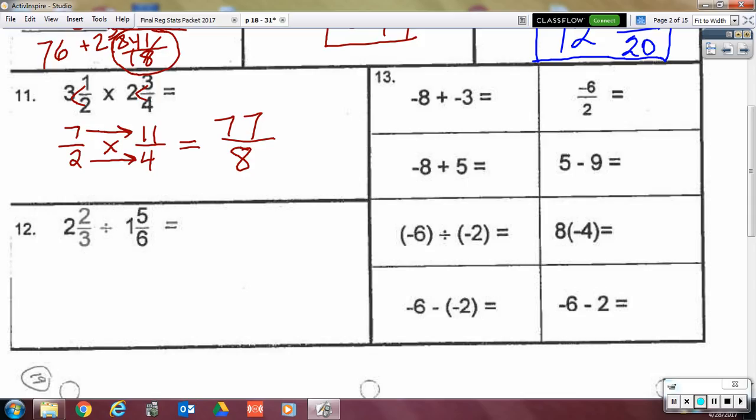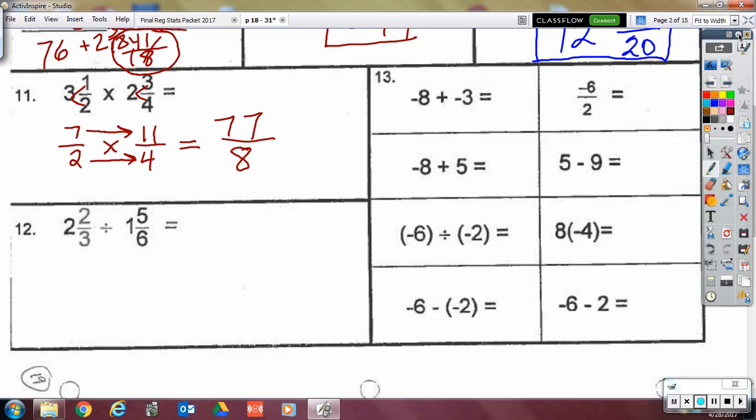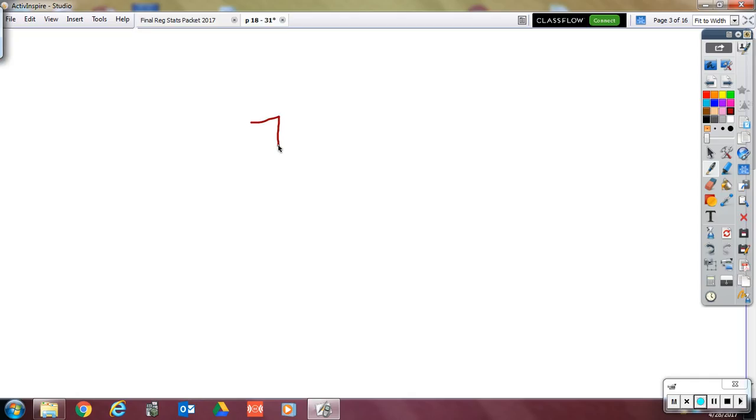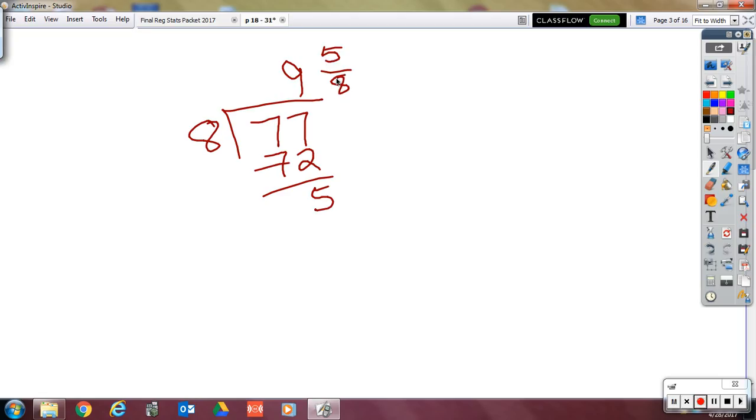All right. So now I've got 77/8, which is an improper fraction. So what am I going to do? It's essentially this right here. 8 goes into 77 9 times, and that's 72. And so that's 5/8. That's just if you can't do the division in your head. So 77 divided by 8 is 9 5/8.